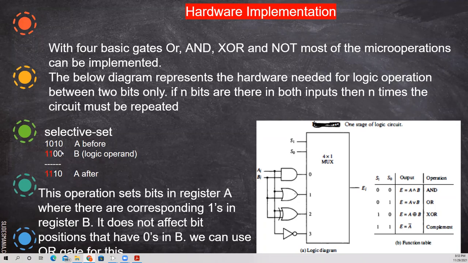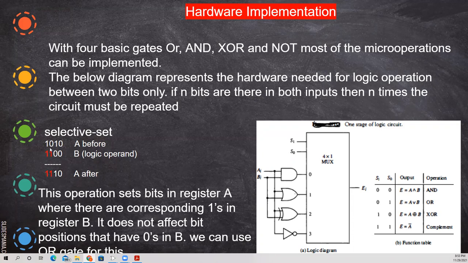So for example, here we have 0. So whatever is there, that will be placed. Here also 0, so whatever is there, because this is an OR operation. This is a selective set. For this, we can use the OR gate. So 0 means there is no change. Here 0 means there is no change. It is as such.